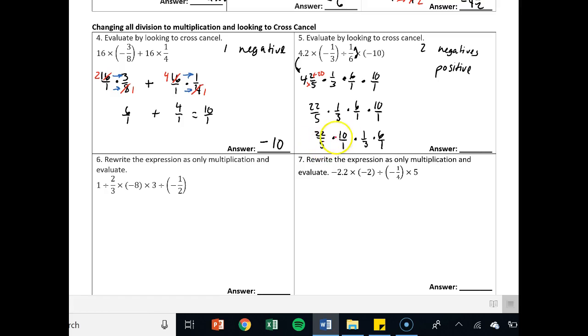So I can divide both these by 5, so that becomes a 1, that becomes a 2. And divide both these by 3, so that becomes a 1, and that becomes a 2. So now, what looked like a super difficult problem became super easy.